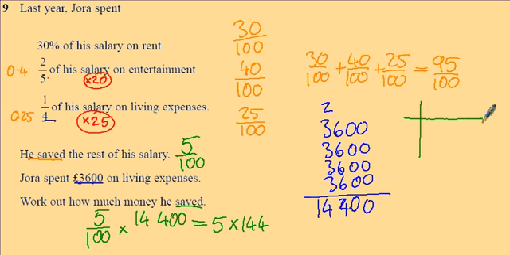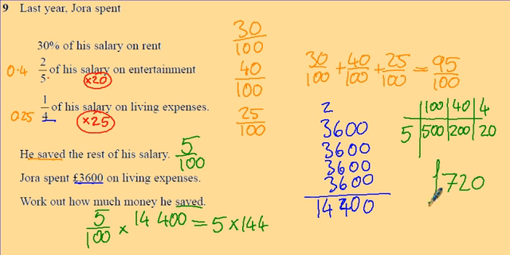As it's my favourite, I will choose grid. 5 times 144, and I get 500 plus 200 plus 20, making a total of £720. So how much money was saved at the end? £720. Not easy.